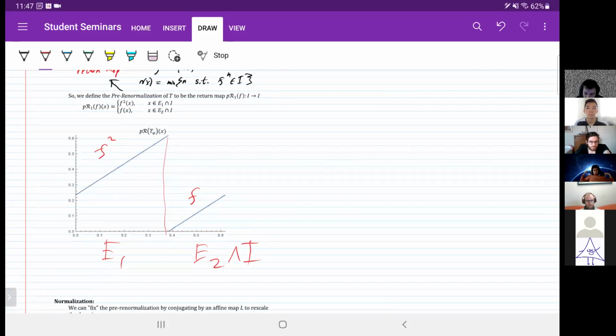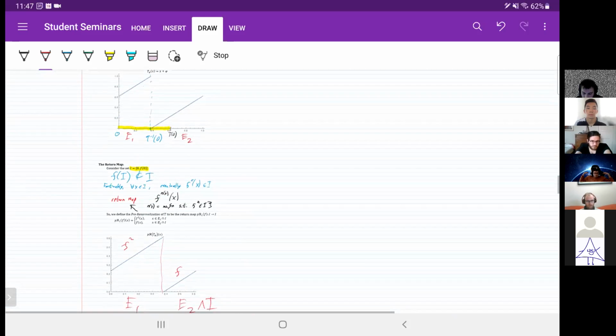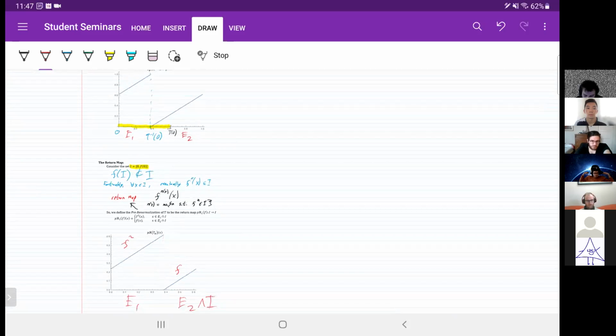What I claim is that this kind of looks similar to what I started with, right? I mean, it doesn't look the same, but it looks kind of similar. When you look at this graph, it still kind of matches up here, and here. This still kind of looks like a circle map, at least in these two pieces. But there are some differences.